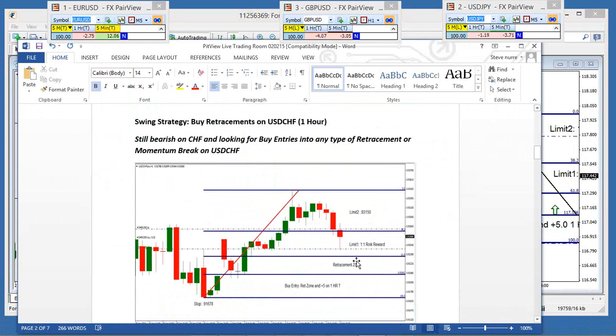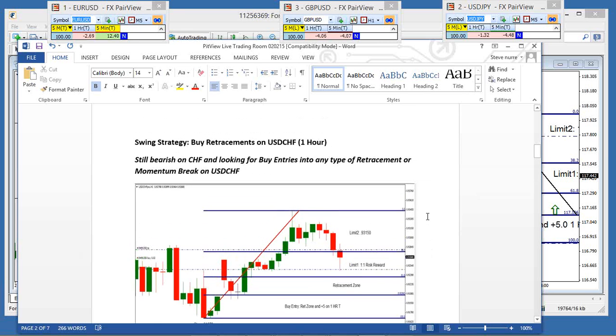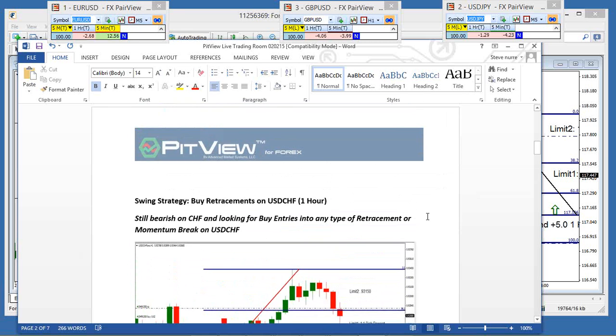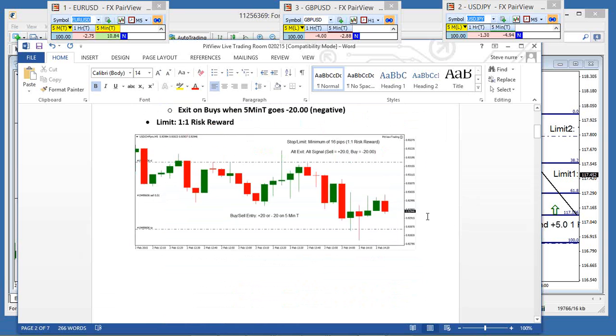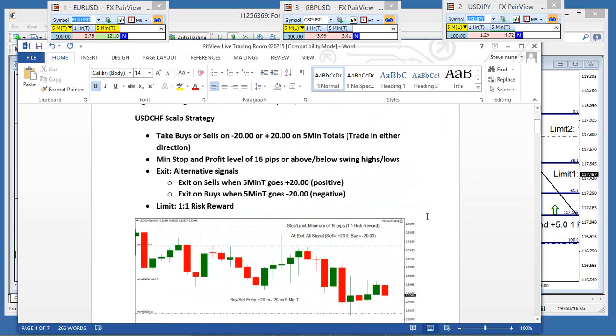Dollar Swiss, buying into the retracement zone, that's the Gartley trade that I just got into, which is still looking good. And then, of course, we have our scalp strategies from the other day, where during class we had 2 successful scalp trades on dollar Swiss, each for 16 pips. So we were able to capture about plus 32 pips during class on Monday. So it was a nice little scalping class.